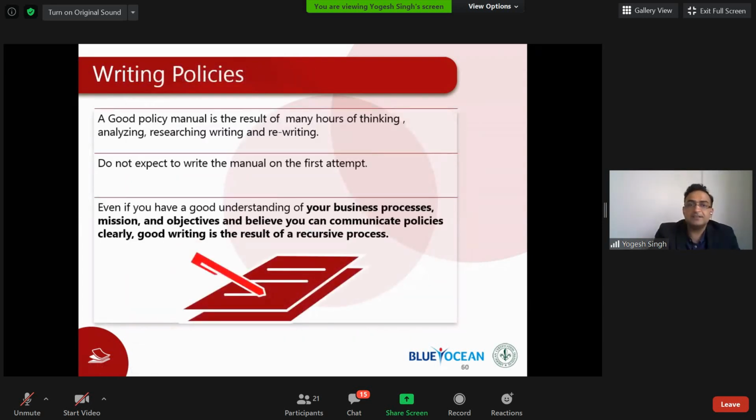A good policy manual is a result of many hours of thinking, analyzing, researching, writing, and rewriting. We should know this. Do not expect to write the manual on the first attempt. Even if you have a good understanding of your business process, mission, and objectives, and believe you can communicate policies clearly, you have to make sure that it is a recursive process.